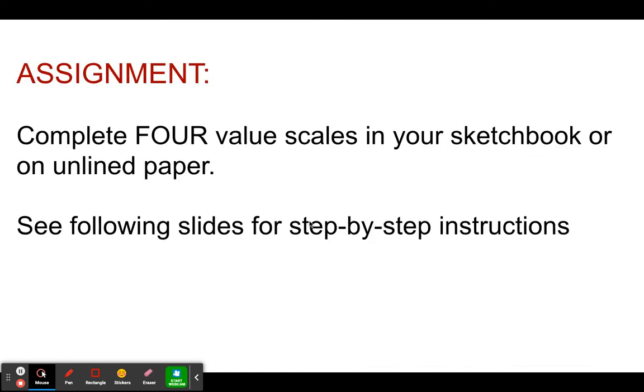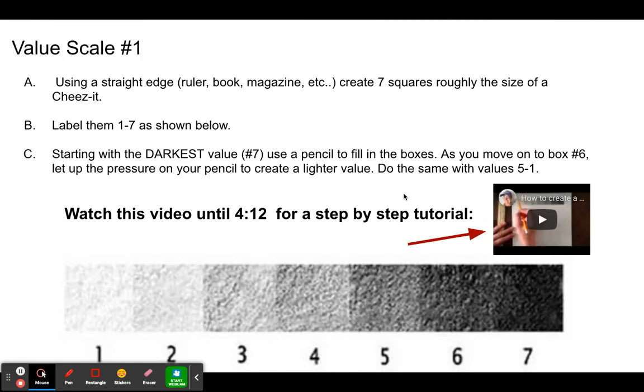Now, you're going to be completing 4 value scales in your sketchbook or on paper. If you have unlined paper, that's great. If all you have is lined notebook paper, that's fine too. So, first of all, you're going to be making a 7-step value scale. The best way to do this is to use a straight edge, like a ruler, a book, a magazine, anything that can help you make a straight line. And you're going to make a big, long rectangle.